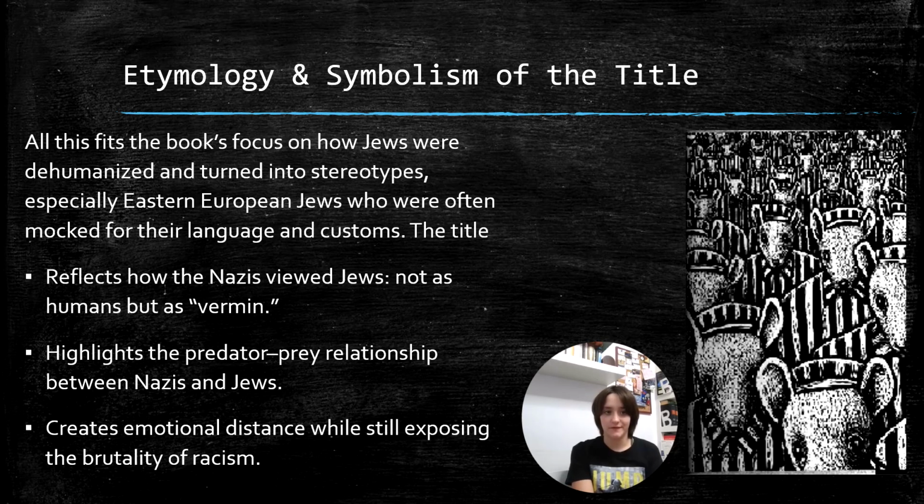All these meanings fit the book's focus on how Jews were dehumanized and turned into stereotypes, especially Eastern European Jews who were often mocked for how they spoke, for their language and their customs. So the title reflects how Nazis viewed Jews not as humans but as vermin, and highlights the predator-prey relationship between the Nazis and the Jews because, as I told you, Nazis are drawn as cats, so cats naturally hunt mice, right? And it also creates an emotional distance while exposing the brutality of racism at that time.